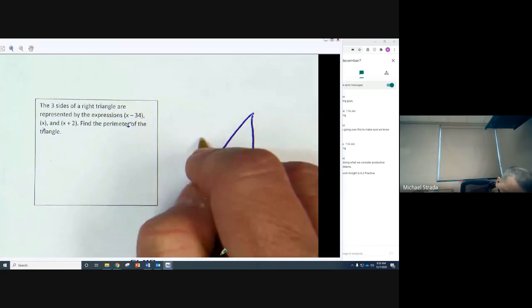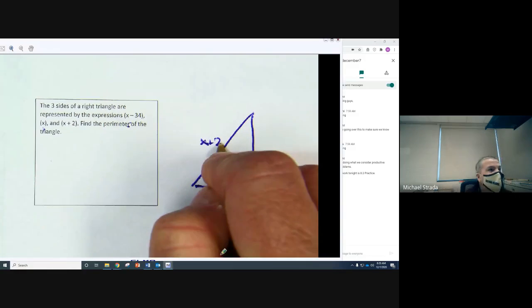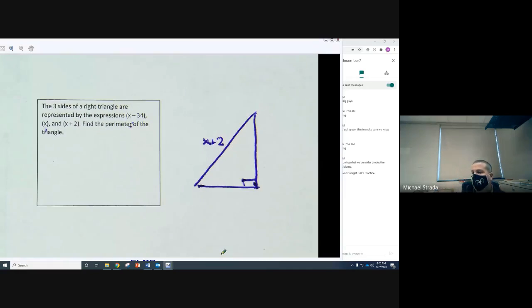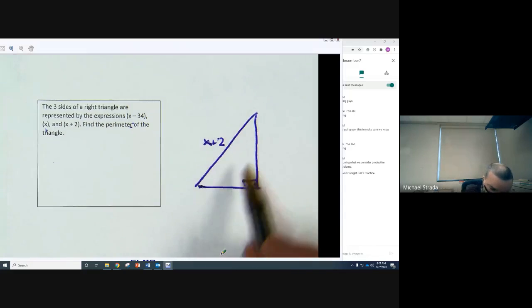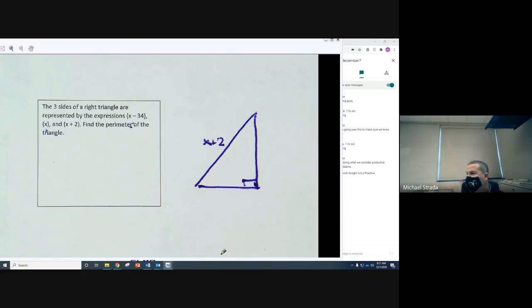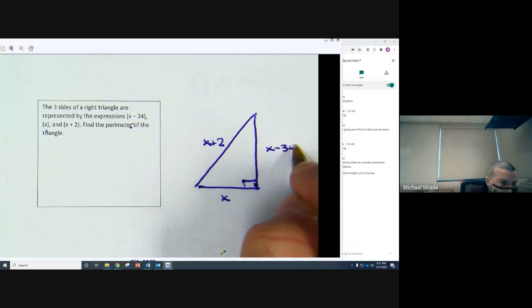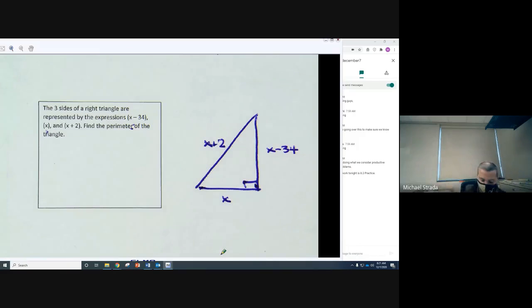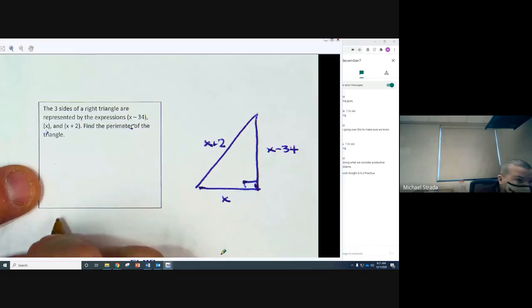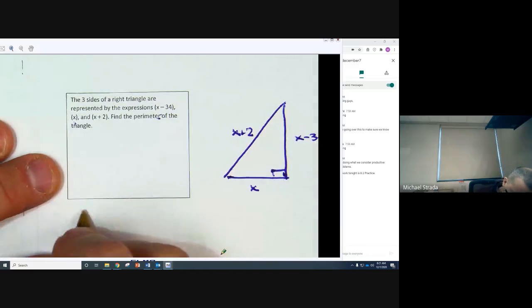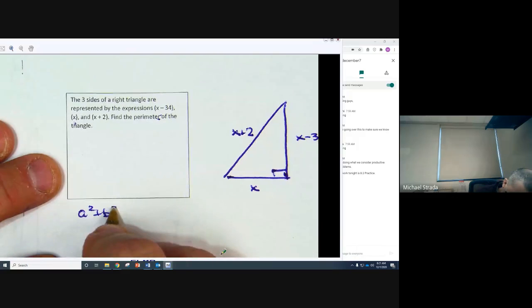All right? So x plus 2 has to be the hypotenuse. Everybody understand that? X plus 2 has to be the hypotenuse. Now the x and the x minus 34 are interchangeable. You could have put those on either spot. It's not going to matter. So now the Pythagorean theorem kicks in. A squared plus b squared equals c squared.